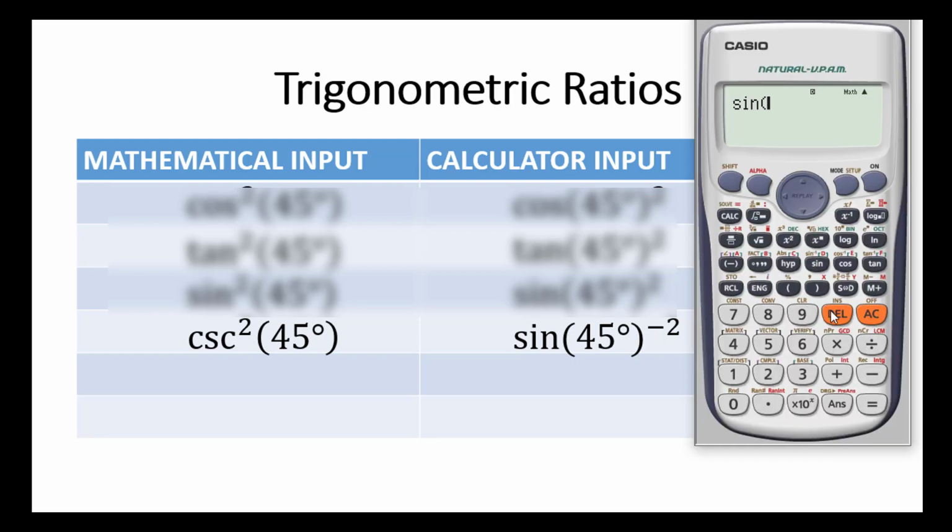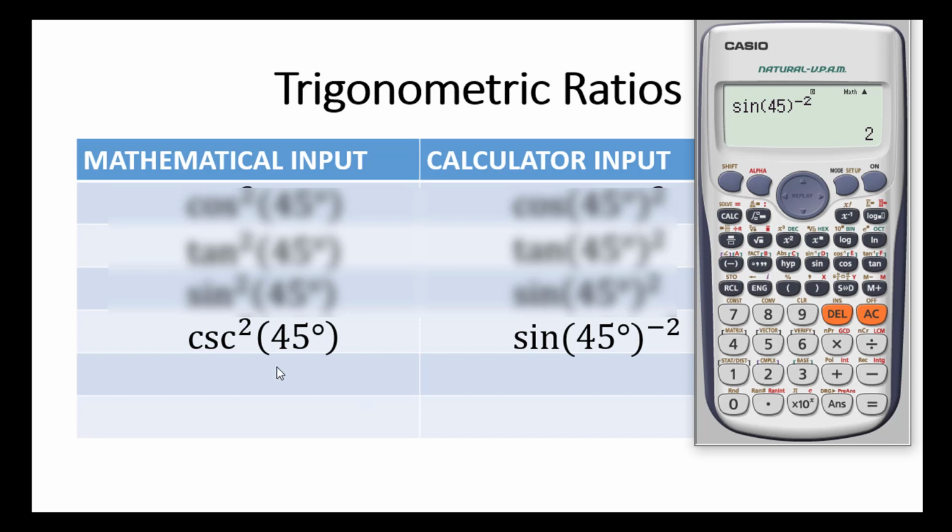So we key in sine 45, close the bracket, introduce the exponent by pressing the x to the power box key, and then you can now customarily key in -2 as your exponent and then press equal to. What is your answer? 2, basically.